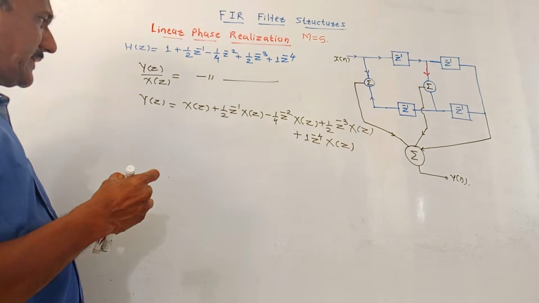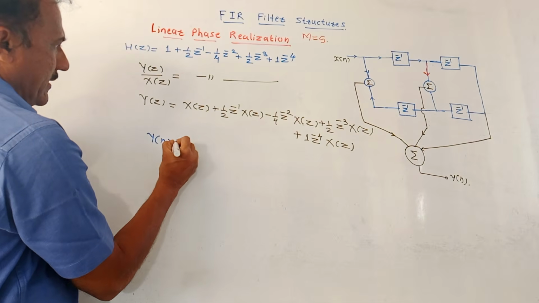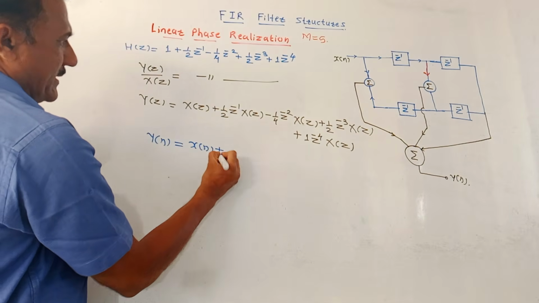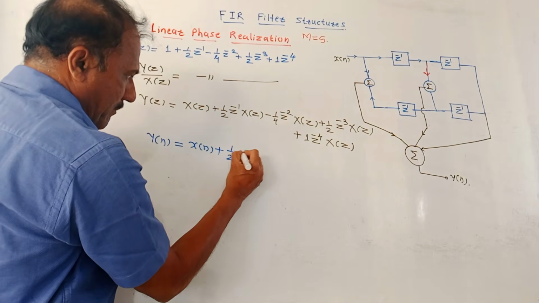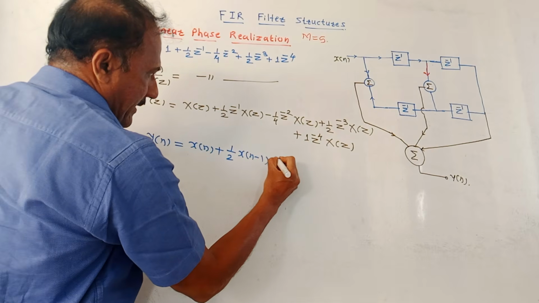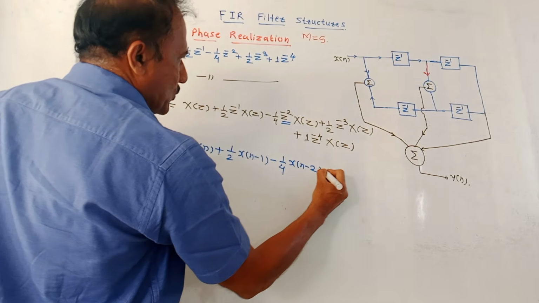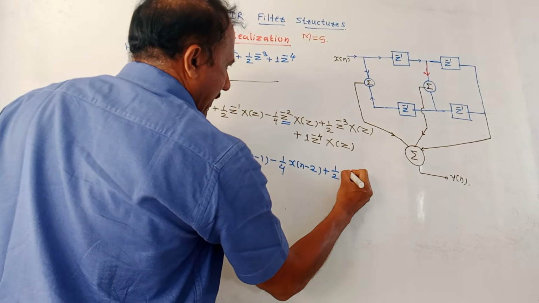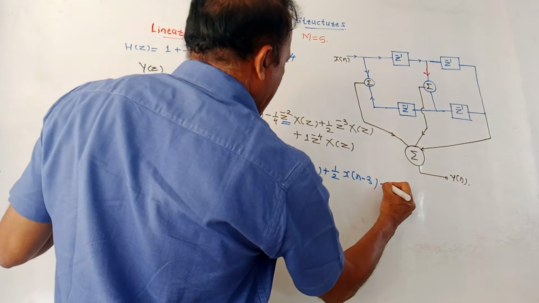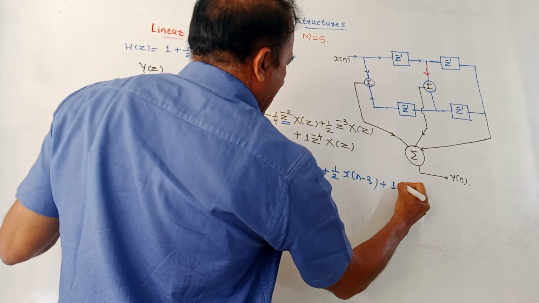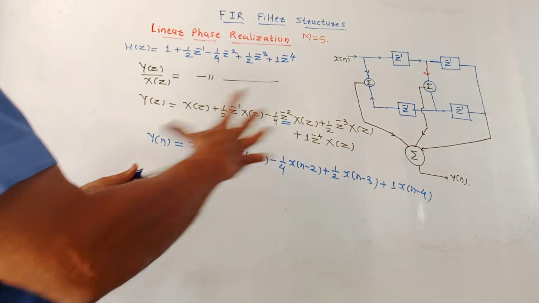Now we will take inverse z transform. So after taking inverse z, I will get y of n is equals to x of n plus next term z raised to minus 1 x of z. Like the earlier case, it becomes 1 half x of n minus 1 minus 1 by 4. This is z raised to minus 2. So it is x of n minus 2 plus 1 half x of n minus 3 because it contains z raised to minus 3. Next term plus 1 x of n minus 4 because it has z raised to minus 4. So this is the inverse z.